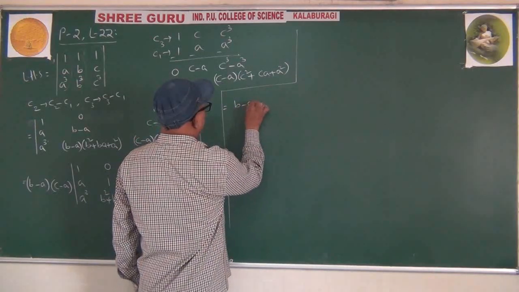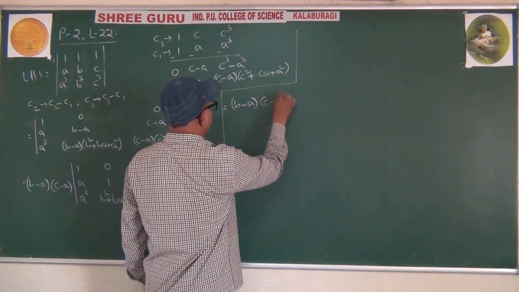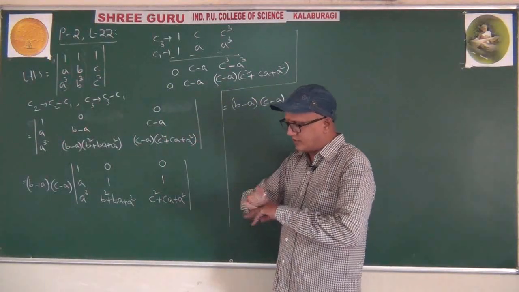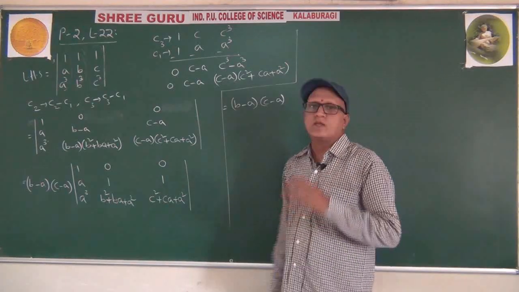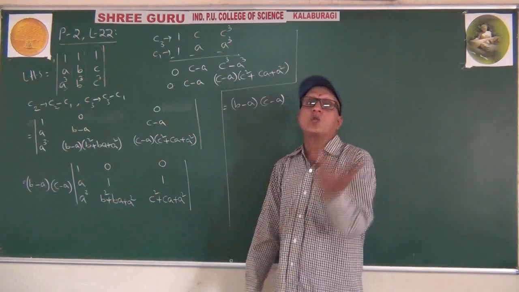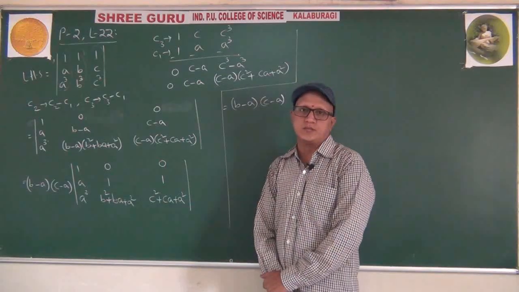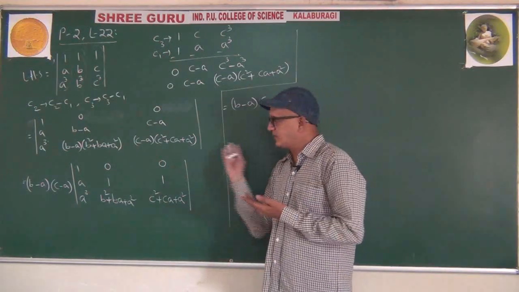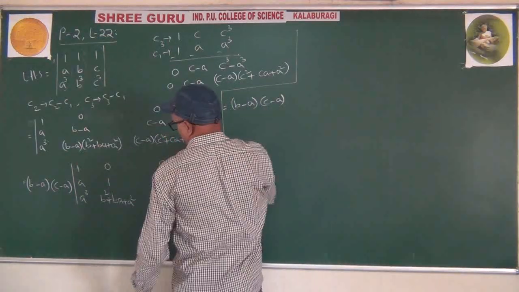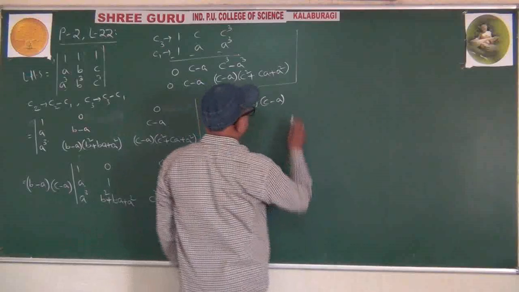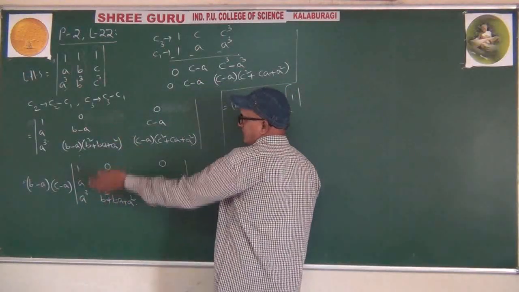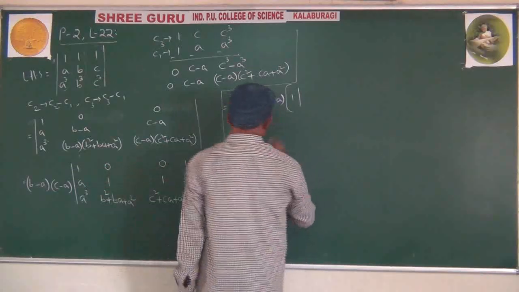Equals to b minus a, c minus a. Expansion of this determinant by using which row or which column? First row. Why particularly first row? Because 2 zeros are there. So what? Simplification will be easy. That's why we are expanding the determinant by using the first row. First row, first column, 1 is there. 1 into, remove the first row and first column. What is remaining? 1, 1.